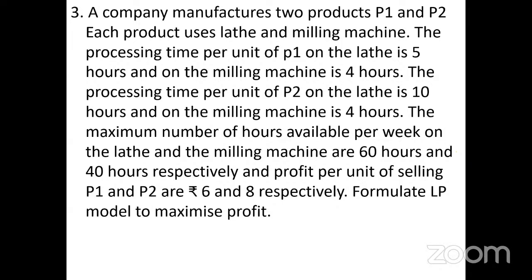A company manufactures 2 products, P1 and P2. Each product uses a lathe and a milling machine. The processing time per unit of P1 on the lathe is 5 hours and on the milling machine is 4 hours. The processing time per unit of P2 on the lathe is 10 hours and on milling is 4 hours. The maximum number of hours available per week on the lathe and milling machines are 60 and 40 hours. The profit per unit of selling P1 and P2 are 6 and 8 rupees respectively. Formulate an LP model to maximize profit. The question is very clear.